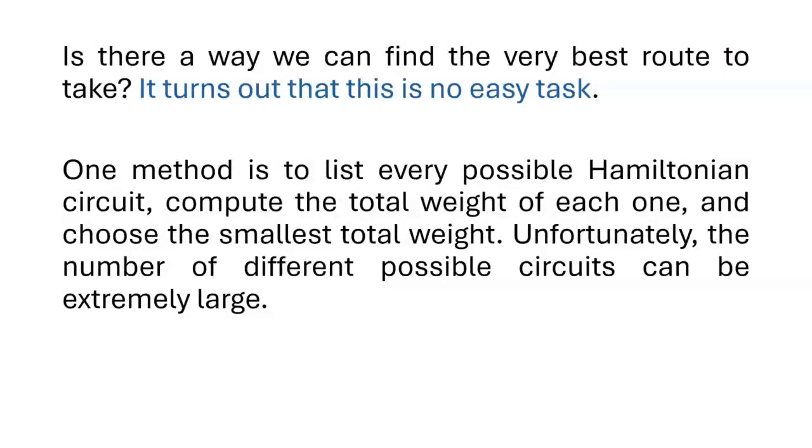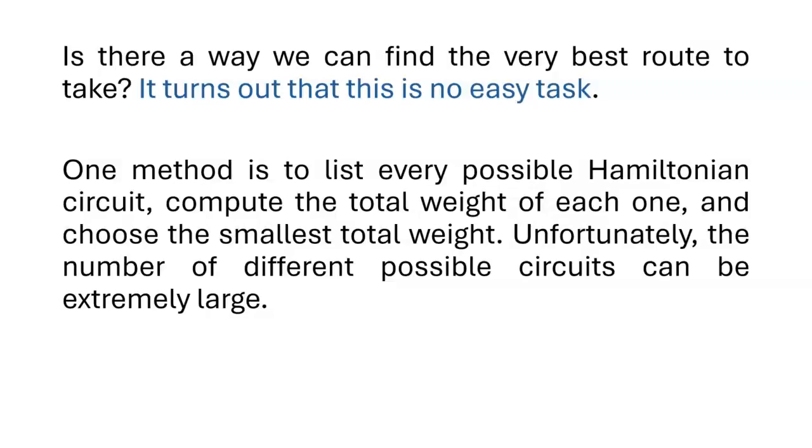And like I mentioned, one natural question is, what is the best route to take? What is the fastest one in this specific scenario? Well, the answer is actually not easy. One method is to list all of the possible Hamiltonian circuits. These are the ones that pass through all of the locations. Then you find the total for each one, compare them, and choose the smallest.